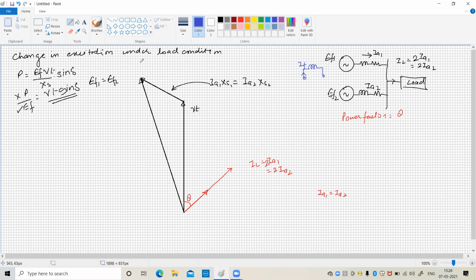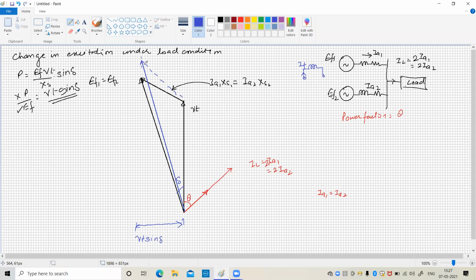So this is going to increase in such a way that, I will draw this over here, it comes up to this point. This part is nothing but Vt sine delta, which will remain the same. So this angle is delta. Okay. So now this is the new value of the excitation EMF of alternator 1.